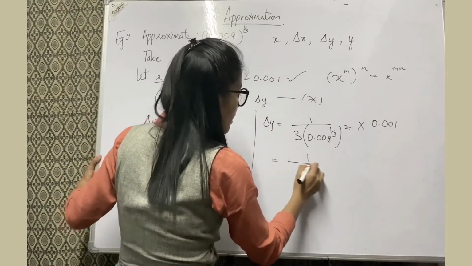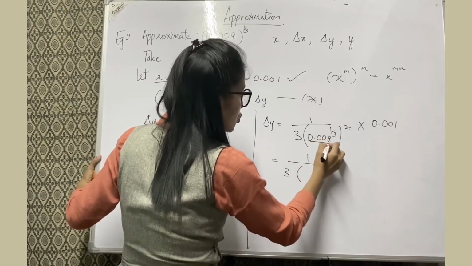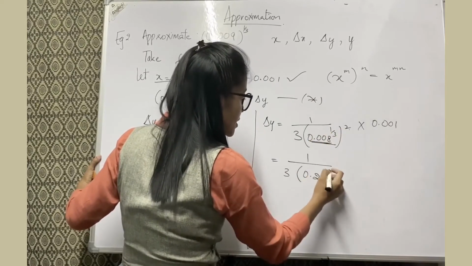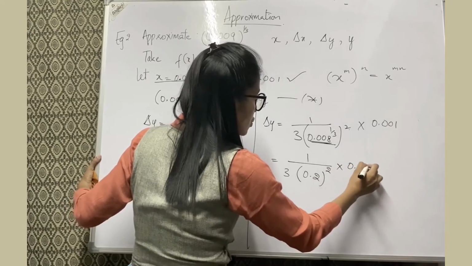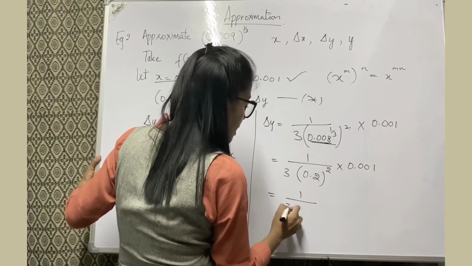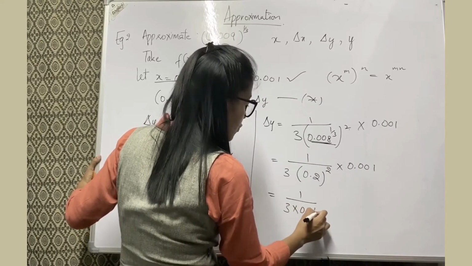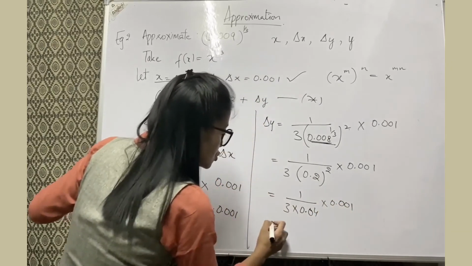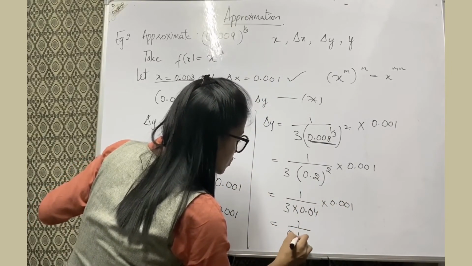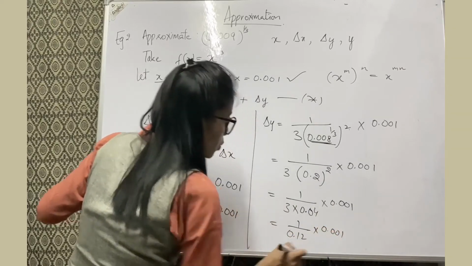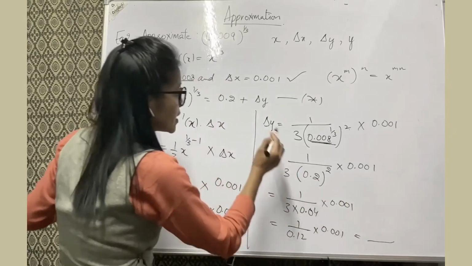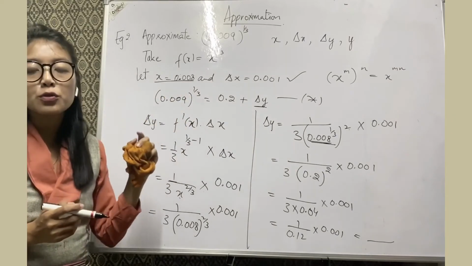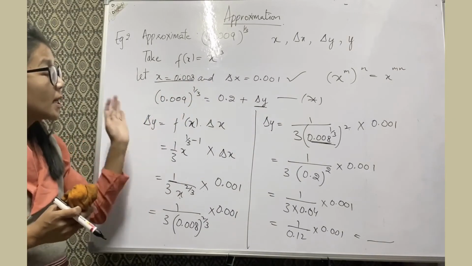So this is equals to 1 upon 3 into, so cube root of 0.008 is 0.2. Okay, this is done, raised to 2 into 0.001. So this is equals to 1 upon 3 into 0.04, right, into 0.001. So that is 1 upon 0.12 into 0.001. Now you solve this, and whatever value you will get, you will put it here, and you will get the approximate value of cube root of 0.009. Okay, so this is how these questions are to be done.